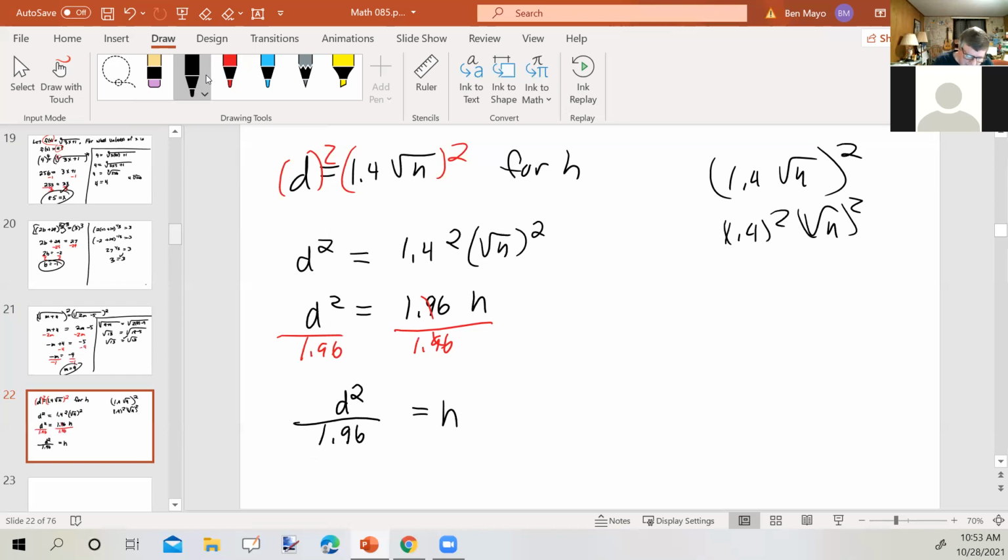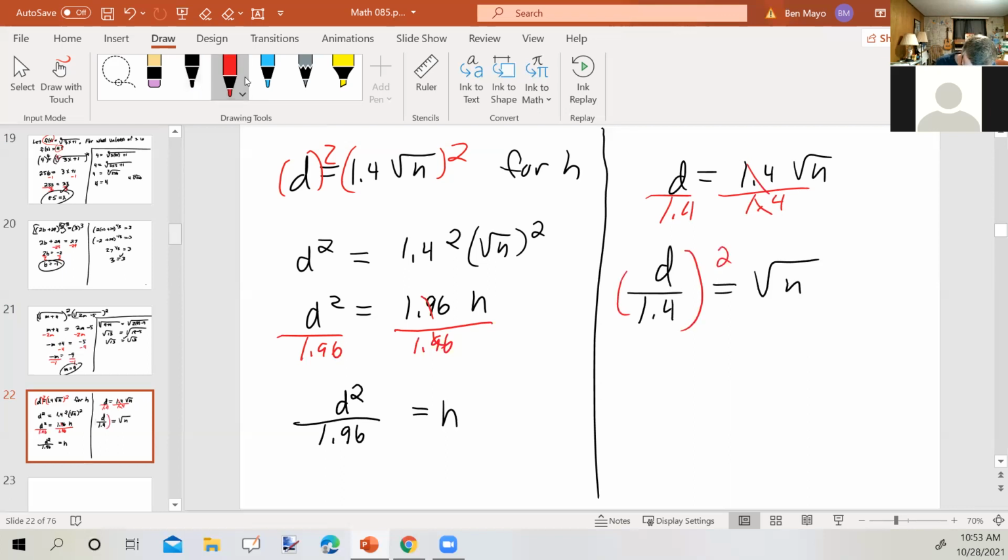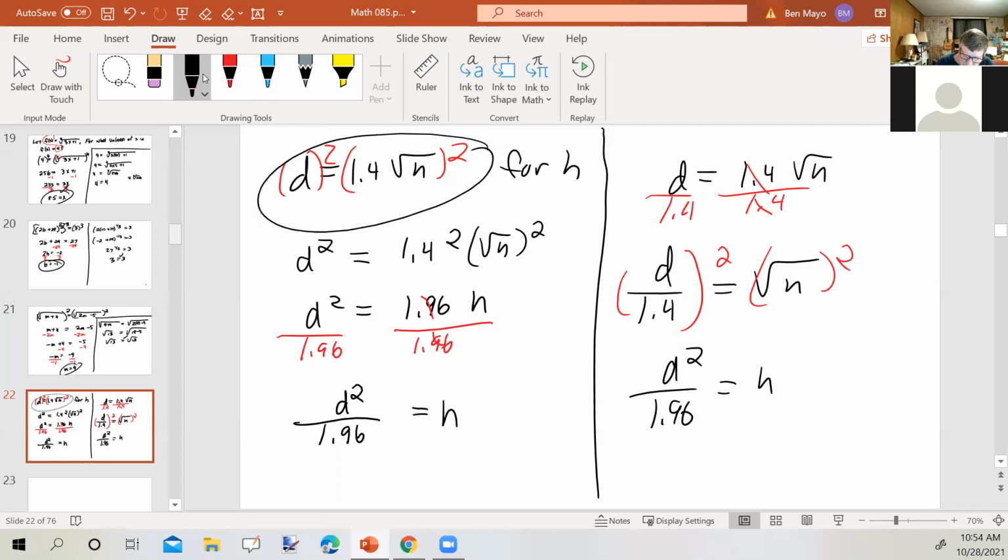Now I'm going to go back and solve it dividing both sides by 1.4 first, just to show you that both ways work. If my first move is to divide by 1.4, I now have d over 1.4 equals the square root of h. Next, I'm going to square both sides. So I get d squared over 1.96 equals h. So it works either way. If you choose to do it this way, be careful. Don't forget you're not just squaring the radical, you're squaring each factor. So be careful with that.